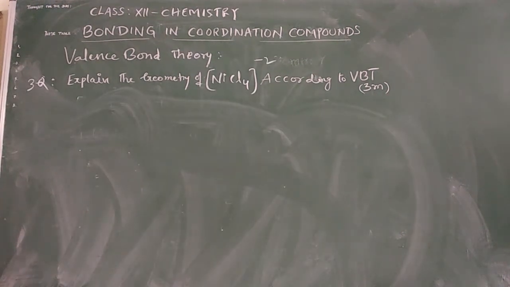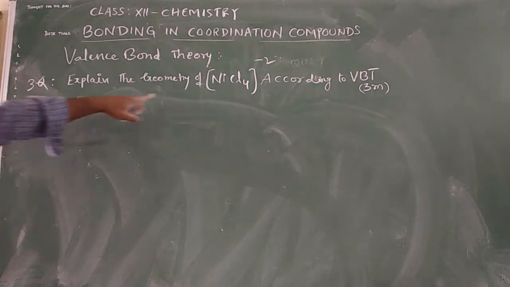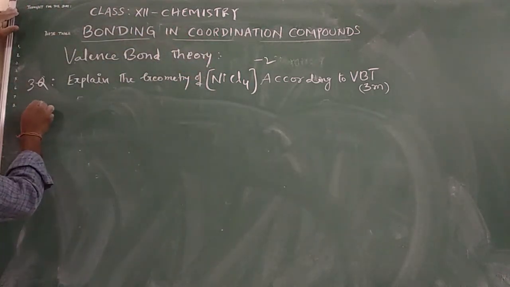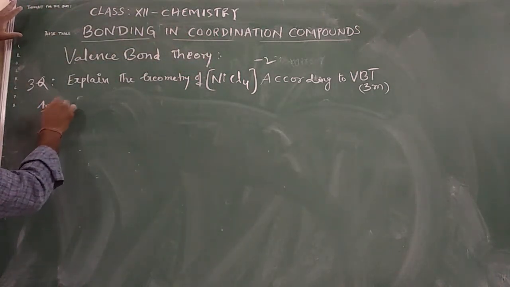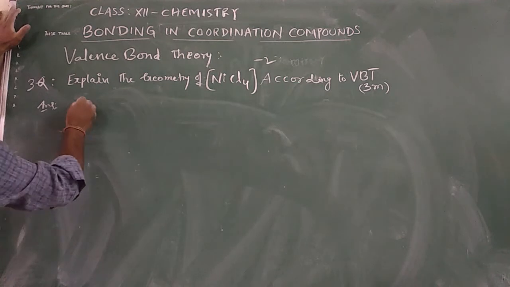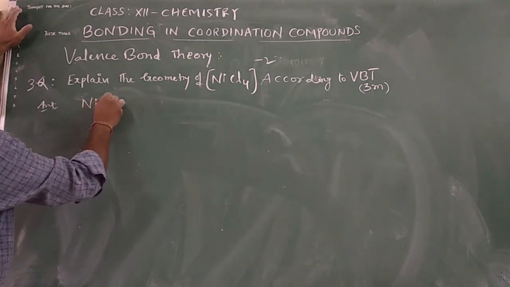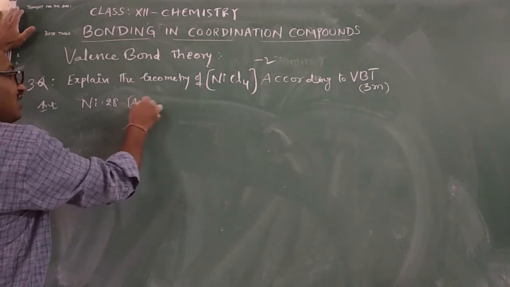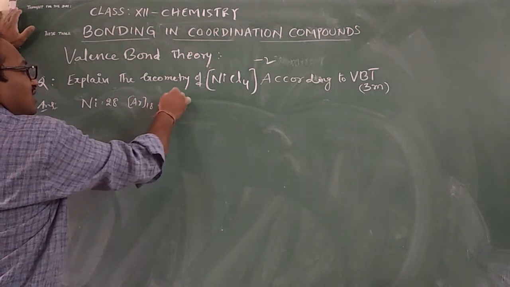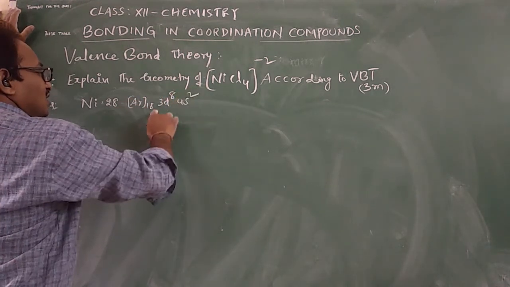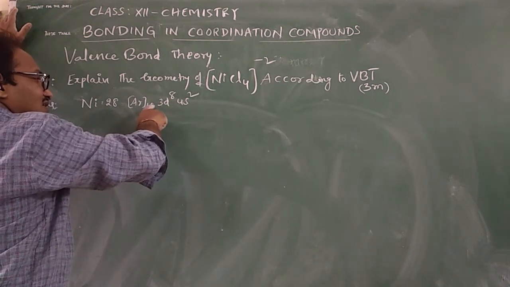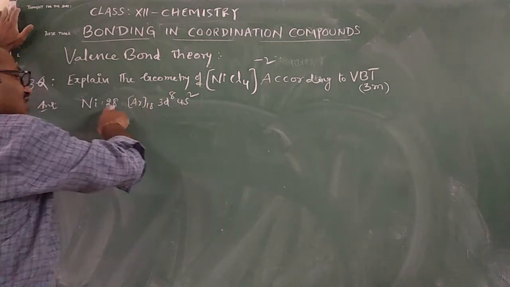Yes, children, we will continue. One more question you can see here. Explain the geometry of NiCl4 2 minus according to valence bond theory. I am explaining valence bond theory with this example. Nickel atomic number 28. Electronic configuration: argon 18, 3d8 4s2. After writing the electronic configuration, you need to check whether you have written it correctly: 18 plus 10 is 28. Yes, correct.